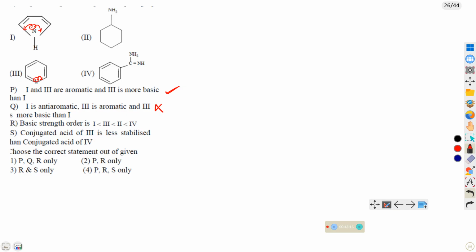Basic strength order: 1 less than 3 less than 2 less than 4. Correct. Conjugate acid of 3 is less stabilized than conjugate acid of 4. This is also correct. Correct answer is PRS. Basic. Because basic nature is directly proportional to the number of nitrogen atoms.